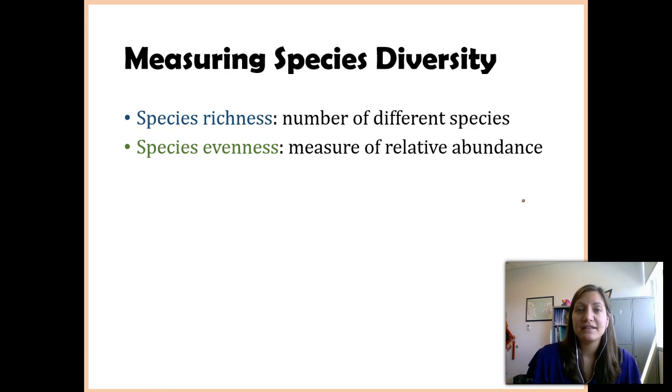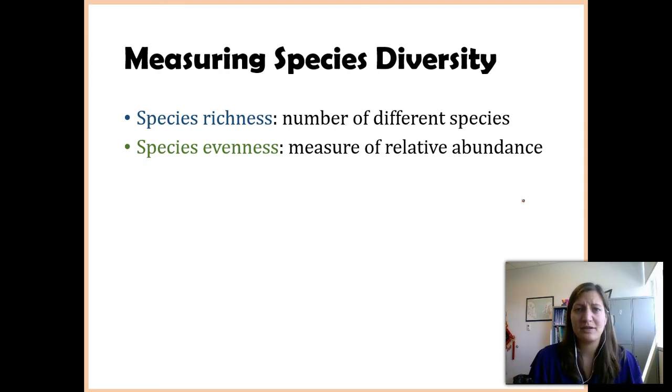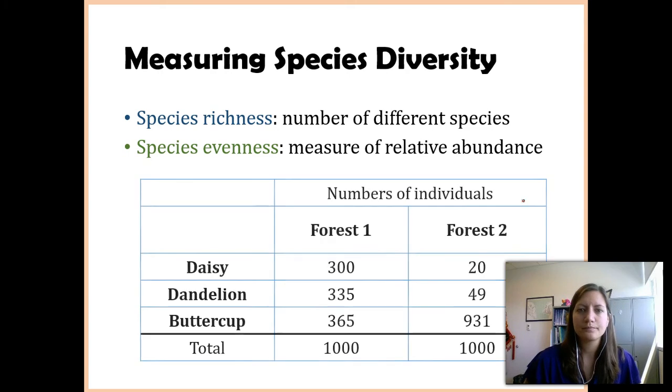Species evenness is the measure of relative abundance. So do I have one of this tree or do I have 100 of this tree? This tree is there, but how many do I have? Now, usually we're looking at many different species. So do I have tons of species A and not so much of species B? And as someone who is trying to preserve an ecosystem, this is incredibly important to calculate and figure out so that you have an idea of how your ecosystem is doing.